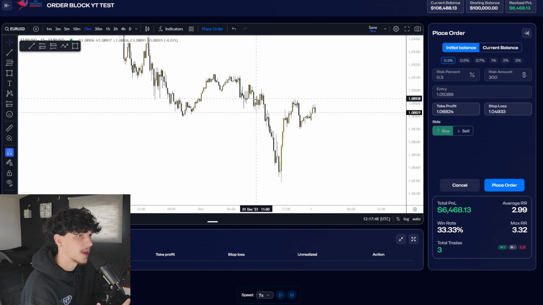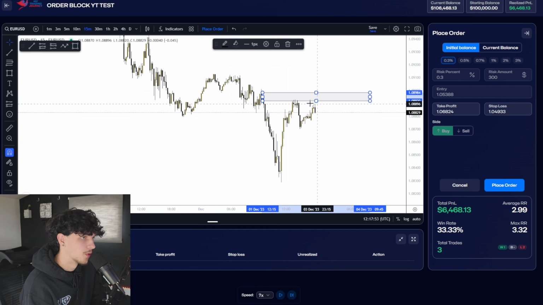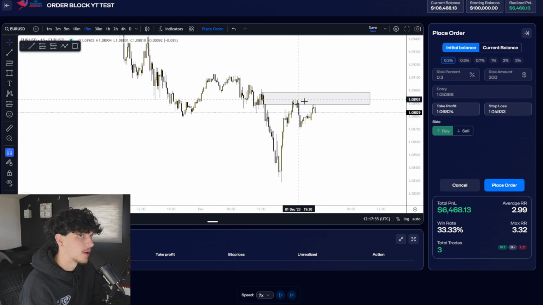And as you can see, we are tapping into the supply zone here. So on a bigger time frame, we're tapping into an order block, and on a smaller time frame as well, on a 15-minute time frame, we are tapping into the order block as well.